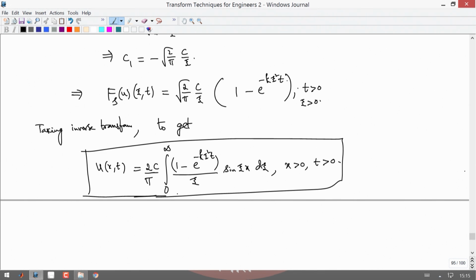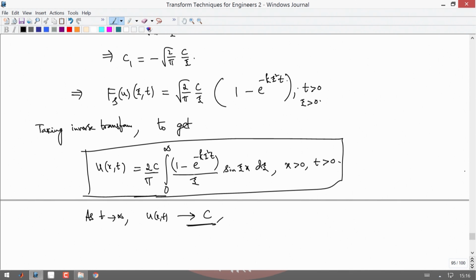So this is the solution of the given problem. This is what happens for all times when you keep one end of the rod at temperature C, and the initial temperature is 0 throughout the rod. Okay. So as t goes to infinity, the exponential term becomes 0, and you have the integral of sin xi x by xi d xi, x positive, which is pi by 2. So you can easily see that u of x, t converges to c.